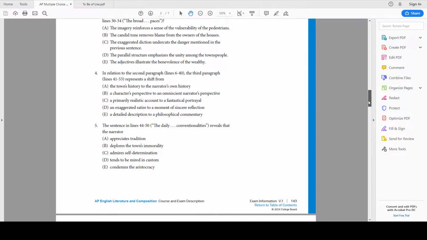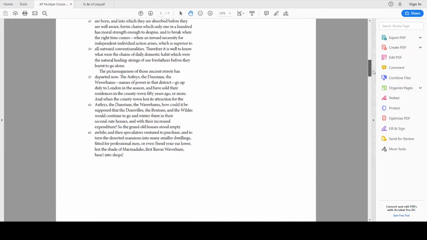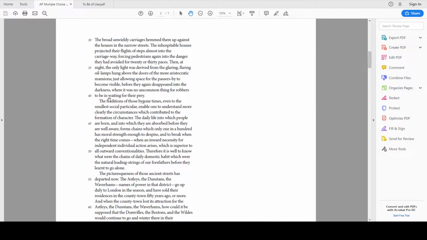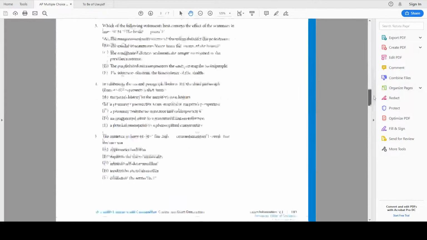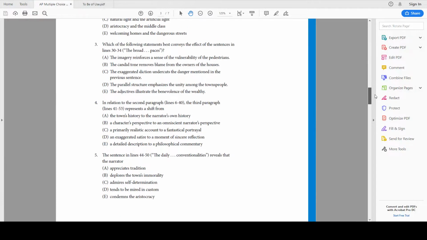Let's check D and E. Tends to be mired in custom. No, again, if you understood the literal meaning of this paragraph, it was clear they are not talking about loving custom. And condemns the aristocracy. Nothing about the aristocracy in this passage, just like there's nothing about the town's immorality. So B and E go away. A and D both interpret the passage in the opposite of the correct meaning. The correct answer is C.